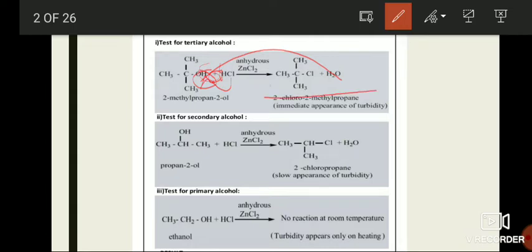Second one, test for secondary alcohol. The test for tertiary alcohol gives immediate appearance of turbidity. The test for secondary alcohol is the same process: water is removed and chlorine is added at this place to form alkyl halide, with slow appearance of turbidity. Third one, primary alcohol: same process but no reaction at room temperature. Turbidity appears only on heating.